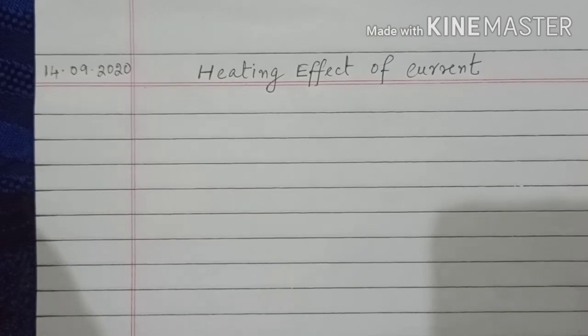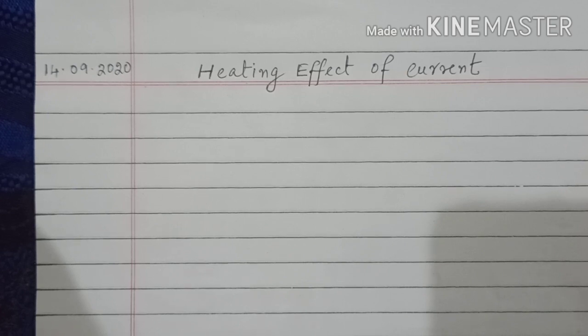So what do you mean by heating effect of electric current? In this particular topic, we have to discuss circuits containing resistors only. So we are considering a purely resistive circuit, means a circuit which consists of only some resistors and a source of EMF. That means the purely resistive circuit is connected to a battery or a cell.